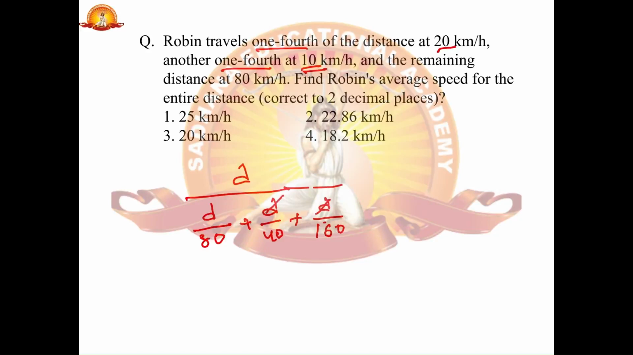So d is taken common and cancels. In the denominator itself, the LCM is 160. So 160 2 times plus 4 times plus 1 time.